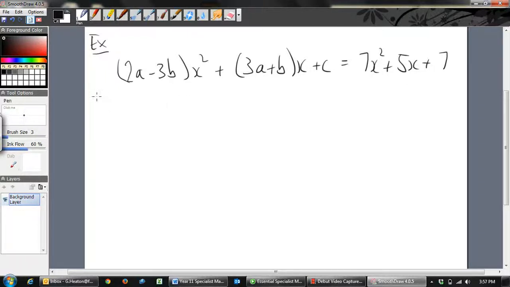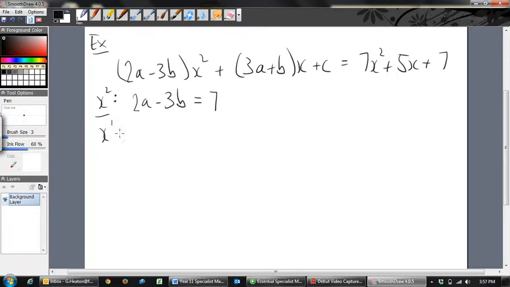Okay, so first off let's look at the powers of x squared. What have we got of x squared? On this side, how many x squareds do we have? Well, we've got 2a minus 3b lots of x squared, and there are none others here. On this side we've got 7. So they must be equal to each other: 2a minus 3b must be equal to 7.